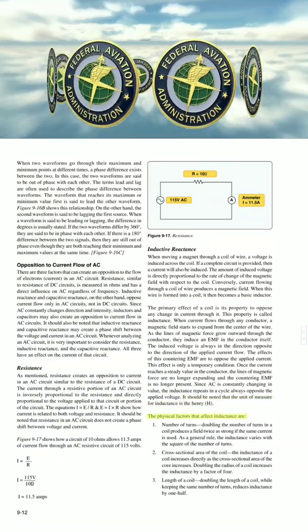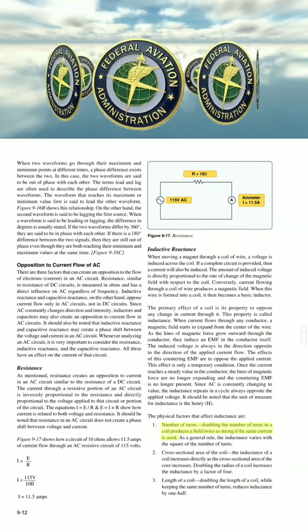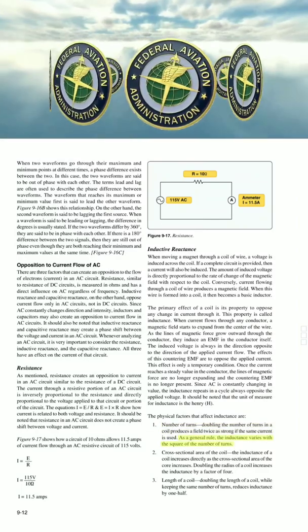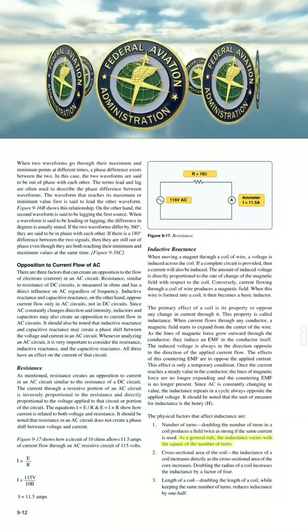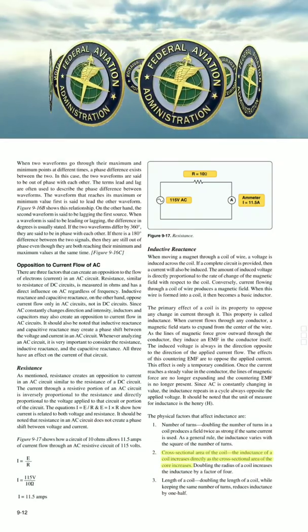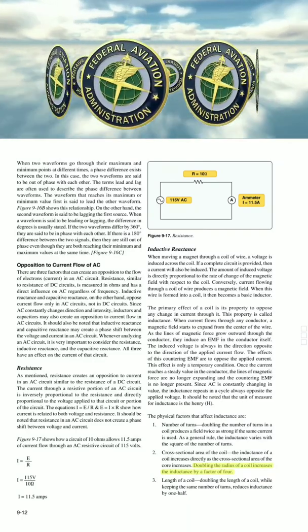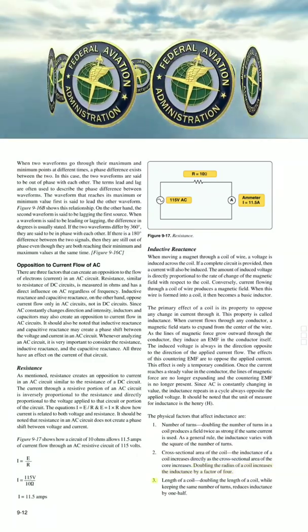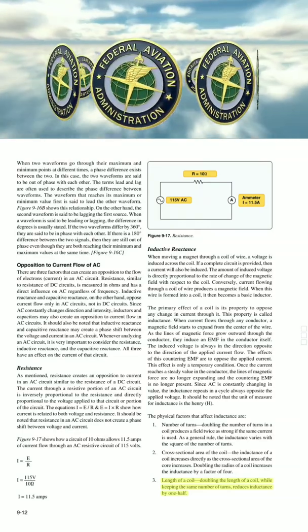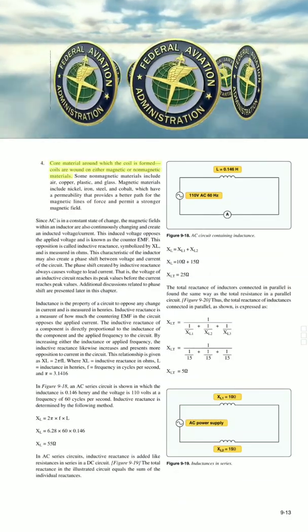The physical factors that affect inductance are: 1. Number of turns. Doubling the number of turns in a coil produces a field twice as strong if the same current is used. As a general rule, the inductance varies with the square of the number of turns. 2. Cross-sectional area of the coil. The inductance of a coil increases directly as the cross-sectional area of the core increases. Doubling the radius of a coil increases the inductance by a factor of 4. 3. Length of a coil. Doubling the length of a coil, while keeping the same number of turns, reduces inductance by 1/2. 4. Core material around which the coil is formed.